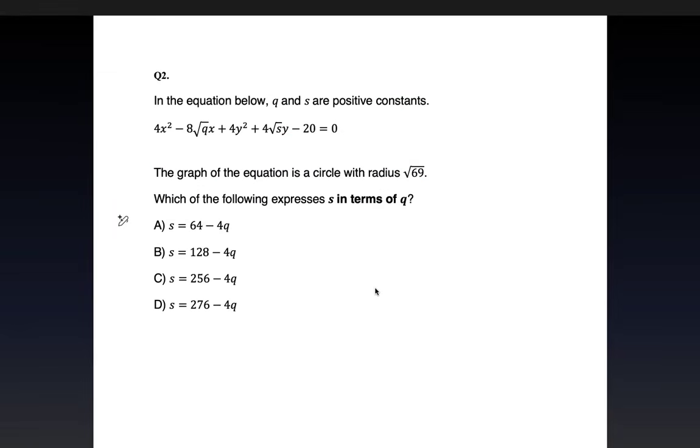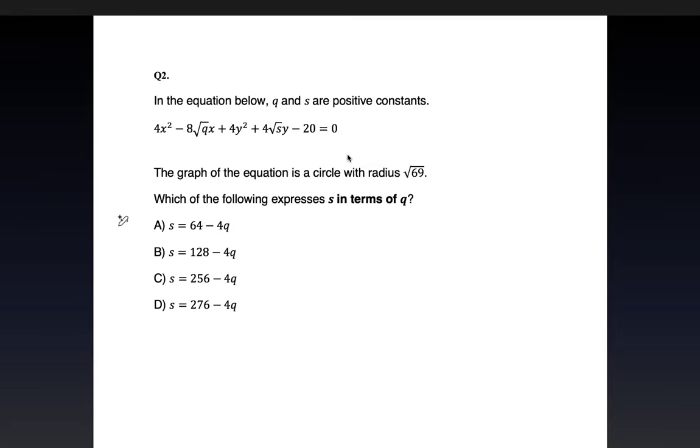Also, Desmos, there's certain questions that are Desmos proof to force you to use algebra. And then if you're not comfortable, you spend too much time. This is a straightforward question. Basically, they're asking you to complete the square. That's all in disguise. They say in the equation, Q and S are what? Positive constants. And they've given you this equation.